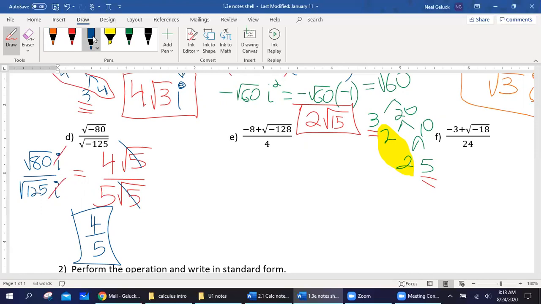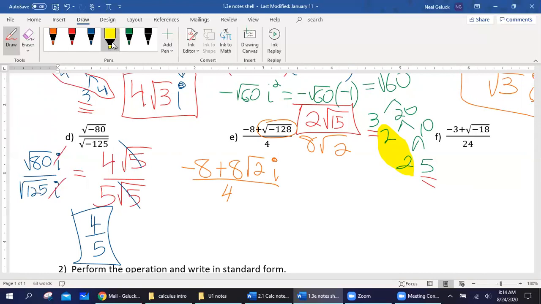For letter E, again, I've got the square root of a negative, so I know that's going to bring out an i. If I do a factor tree on 128, if you break down root 128, it'll turn into 8 root 2. But again, there's also an i here. This is going to be 8 root 2 i all over 4. Now here's where you've got to be careful.